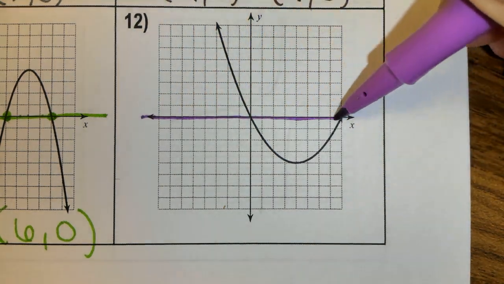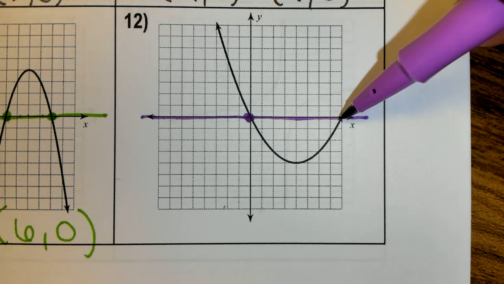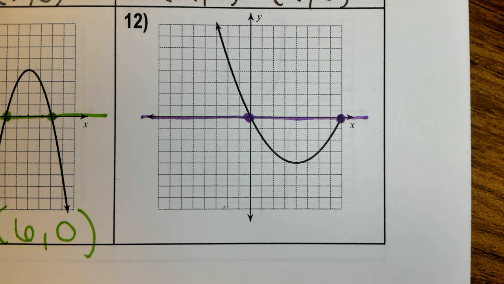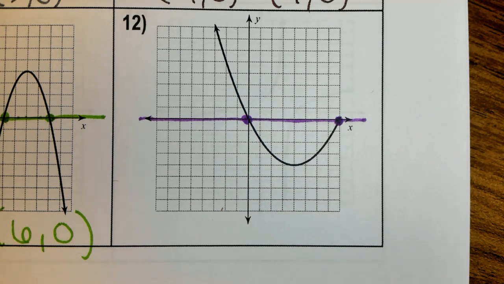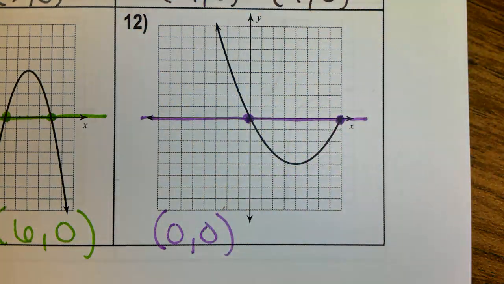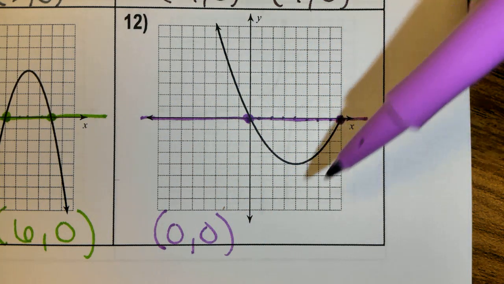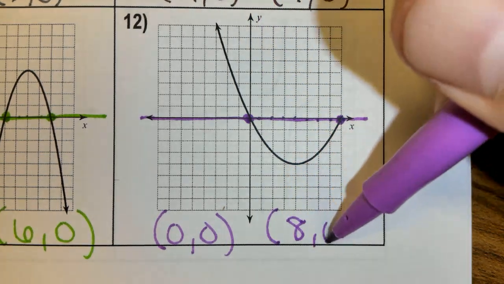So I want to cross the x-axis. It crosses right in the middle, and it's really hard to tell on this one, but it does cross right at the end, or it would if it kept going. Okay, so the middle one is 0, comma 0, and 1, 2, 3, 4, 5, 6, 7, 8, comma 0.